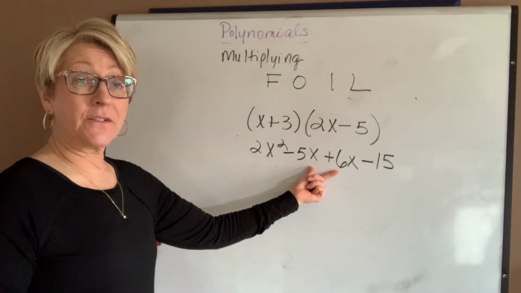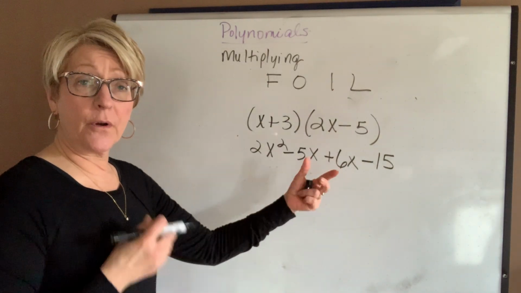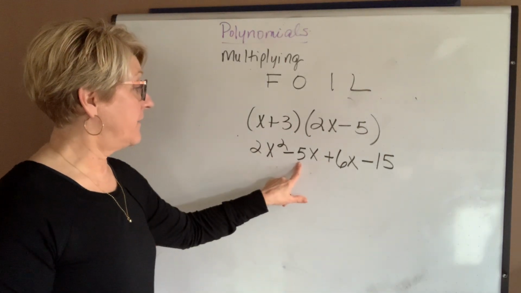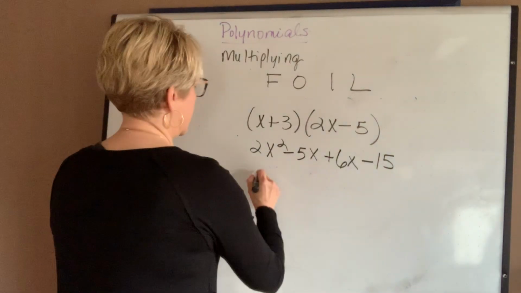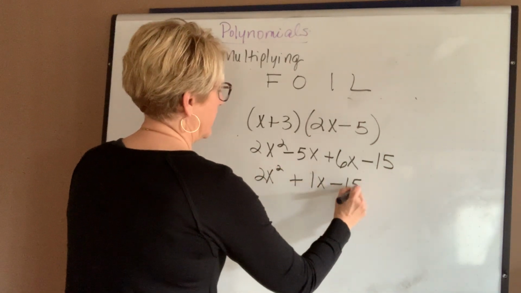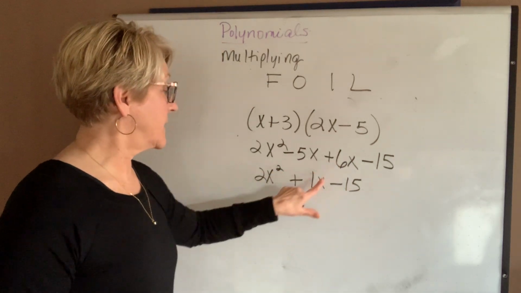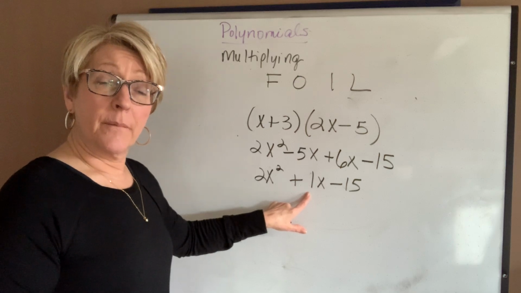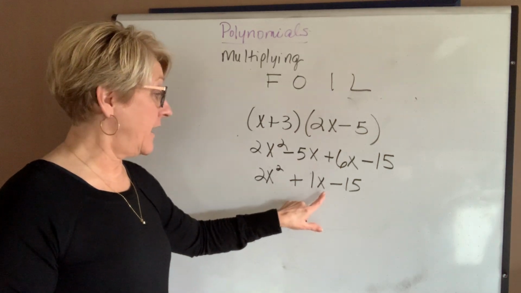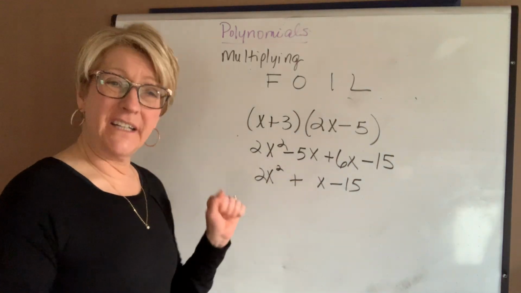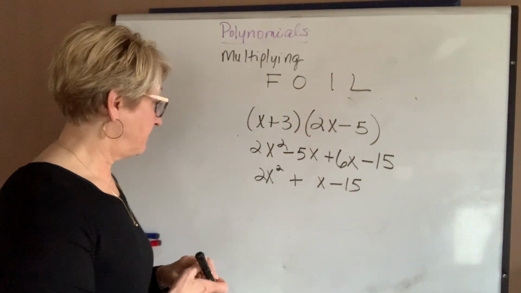Okay. Now we look at these middle terms. They are like terms, and we're going to combine them or put them together. What are we combining? Negative 5x plus 6x. Negative 5 plus 6 is 1. I wrote that 1 just so you know, but typically if a variable has a coefficient of 1, we don't usually write it, okay?